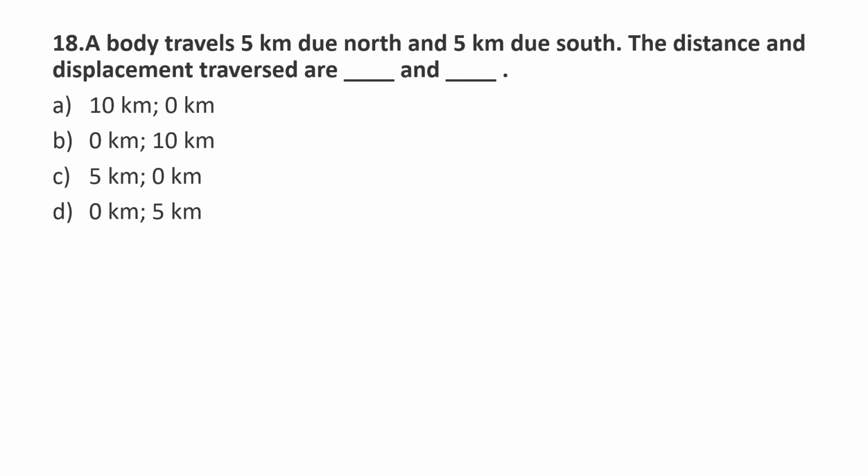A body travels 5 km due north and 5 km due south. So the distance is 5 km plus 5 km, which becomes 10 km, and the displacement is 0, because the initial and final positions are the same. So displacement becomes 0. So the answer is option A, 10 km, 0 km. Distance is 10 km and displacement is 0 km.